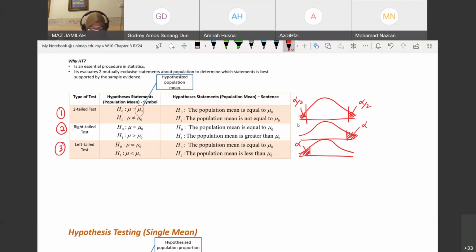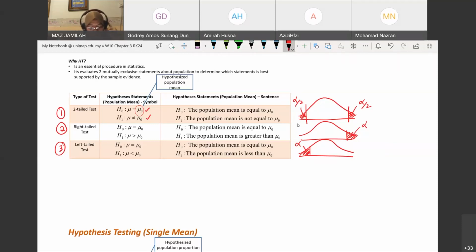You will have null statement, mu is equal to mu naught, alternative is mu not equal to mu naught. So what is mu naught? Mu naught is the value that we are testing, and this value refers to the mean of the population. We have two types. For the first one, it will be the mean, which is what we are discussing right now, and the second one would be the proportion, population proportion.